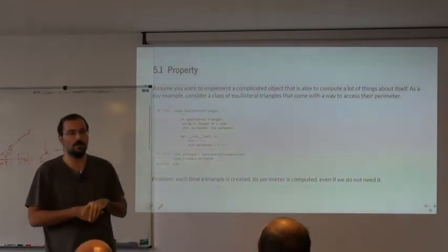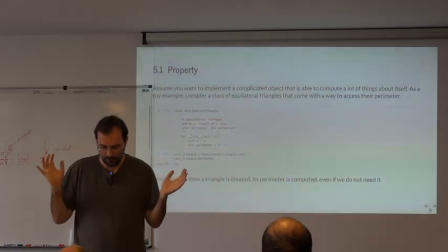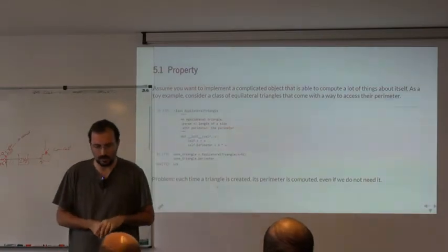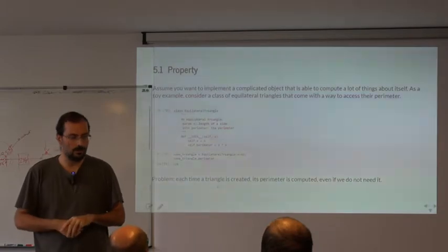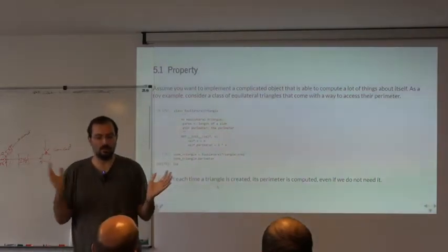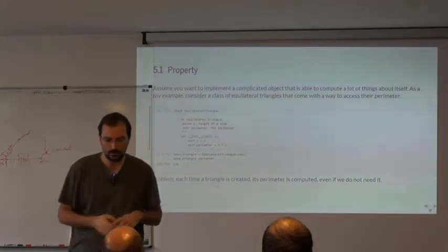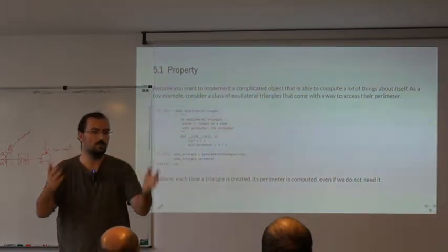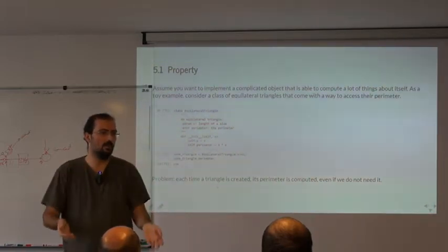So, just a little intermezzo about properties. If you already know properties, maybe you will not learn much, but I just want the talk to be self-contained. So we're going to take temporarily another example. Say that you want to implement a class representing equilateral triangles that are defined by the length of one side, and they are able to compute a lot of things about themselves. They can compute their perimeter, their area, and so on.